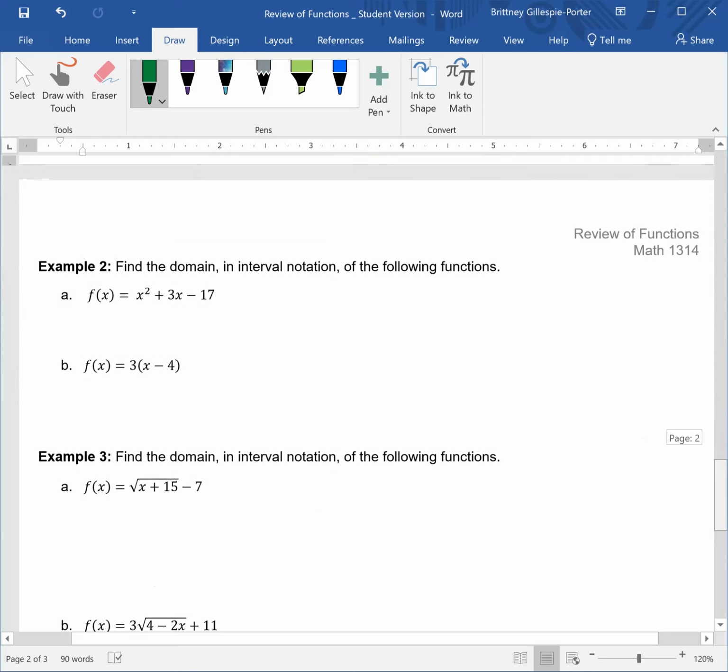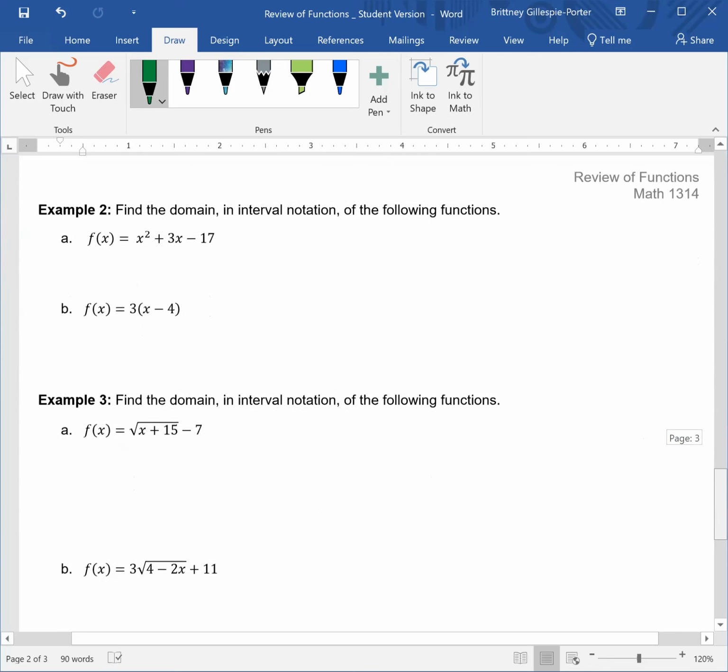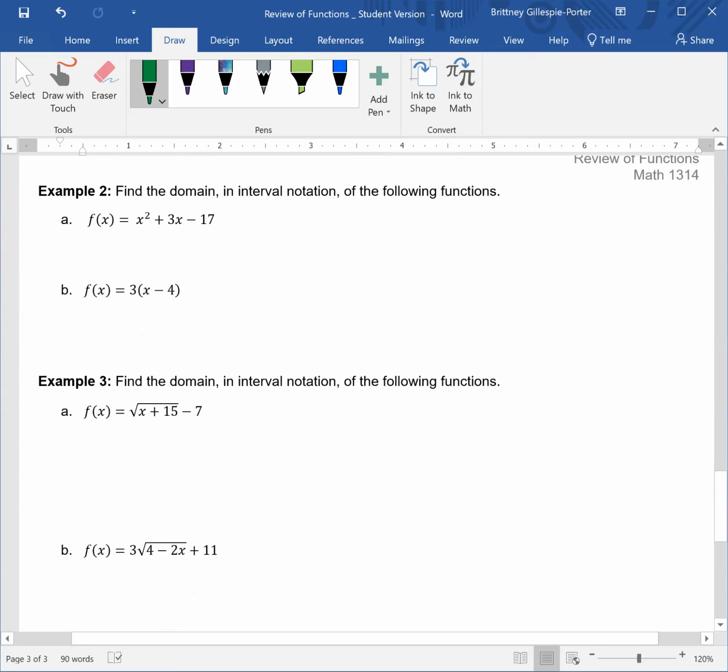And now we need to review the domain of functions actually written in algebraic form. So not from a graph and not from ordered pairs. Example 2, we're asked to find the domain in interval notation of the following functions. You have to identify what type of function you have, and then you can figure out the domain. With these two, you may be missing them at this point in the semester. These are both polynomials.